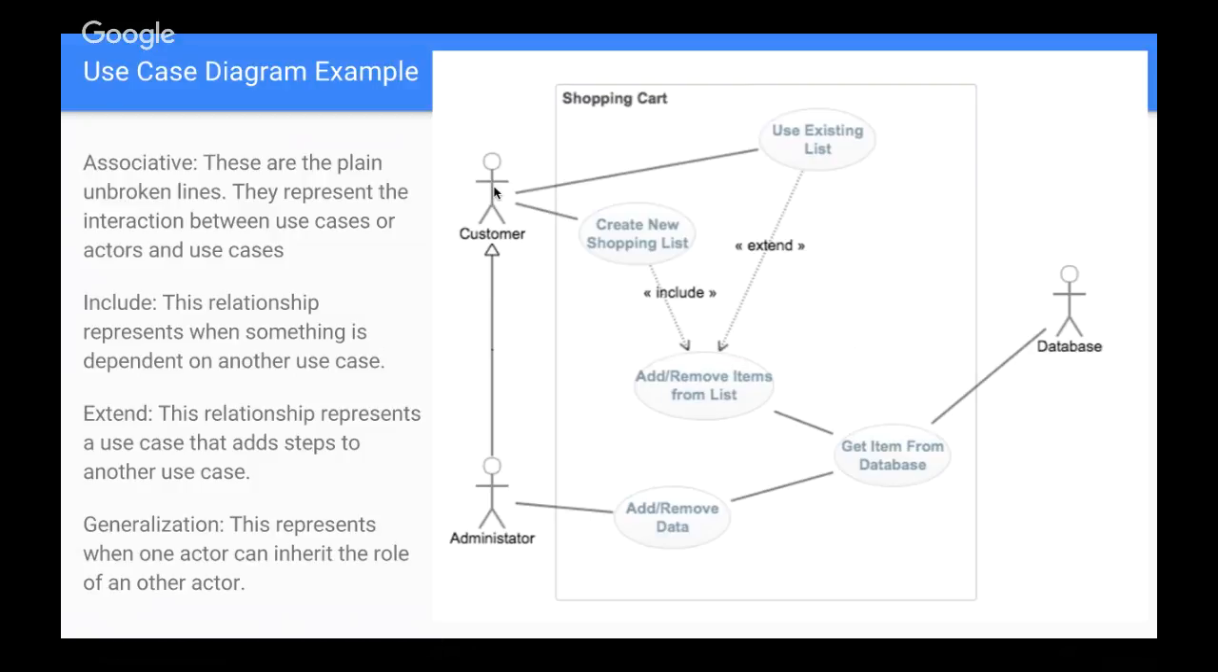The last relationship is called generalization. You can see that between the administrator and the customer. This means the administrator can also take on the role of a customer if they want. It's very similar to how generalization works between use cases as well. If you want to read more about it, I've placed the link for a good explanatory article in the description and also in the references at the end of this presentation.